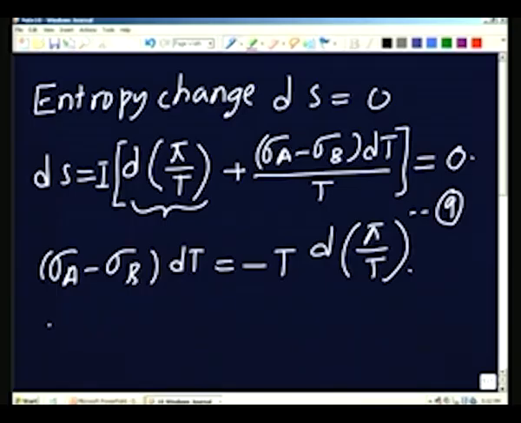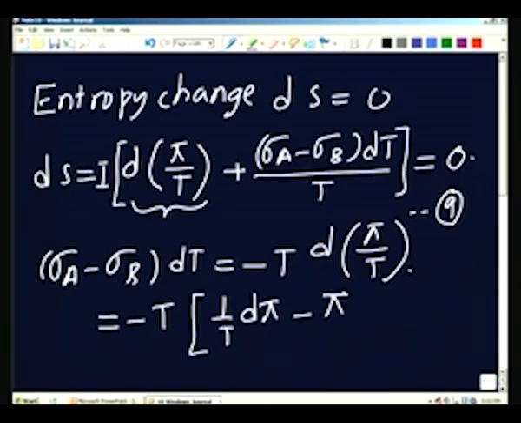So, minus t d of pi by t, I can say minus t, it is 1 over t d pi plus pi d of 1 over t will be minus dt by t squared. I am differentiating it like this. Sigma a minus sigma b into dt equal to minus t into 1 over t d pi minus pi into dt by t squared. I am going to put this into the other expression, the earlier expression.